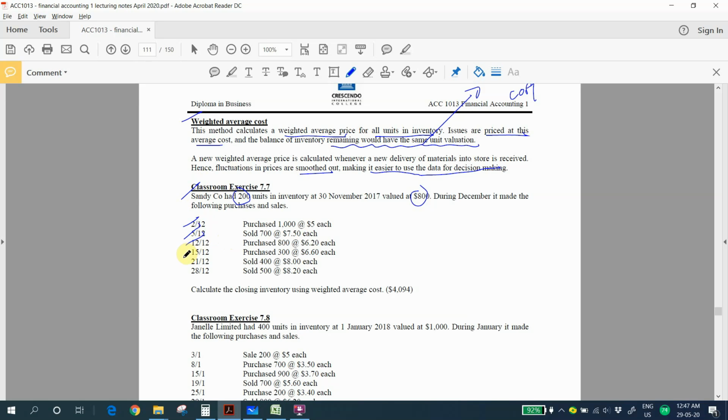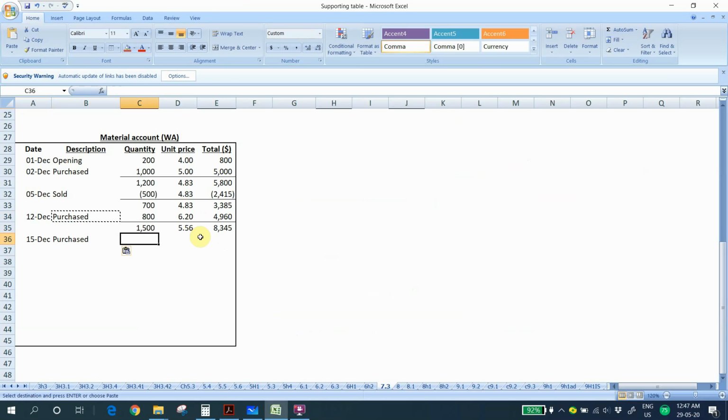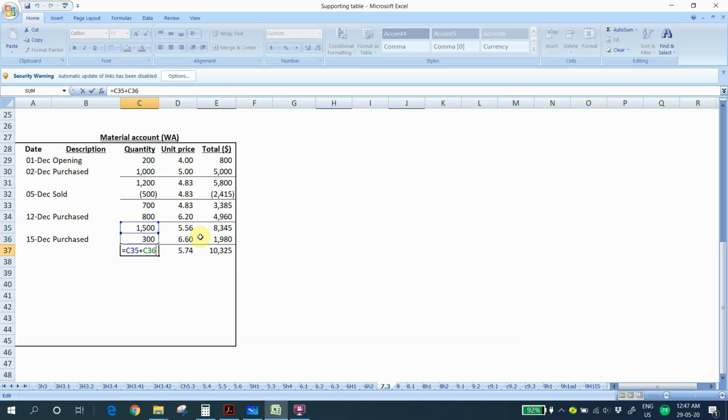Next, on 15th, I purchased 300 units at the cost of $6.60 each. So the total value I have is 1,980. Again, when you have a different price, we do the weighted average again. So the total units we have up to 15th of December is 1,008, the total value is 10,325, and the weighted average price is $5.74.